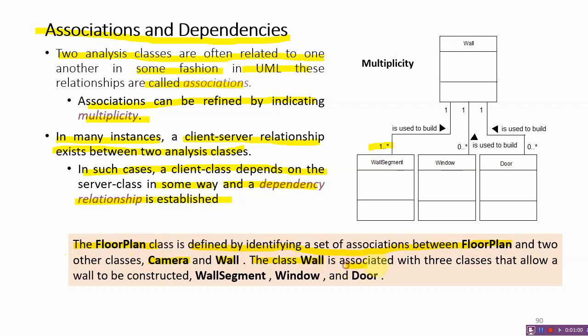The class wall is associated with three classes that allow a wall to be constructed: the wall segment class, the window class, and the door class, which is shown in this particular figure. There can be one or more wall segments to a particular wall. There can be no windows, or there can be many windows, to a particular wall. There can be no door, or there can be more than one door, to a particular wall. So this is the association of these three classes with the wall, and the multiplicity is shown here.